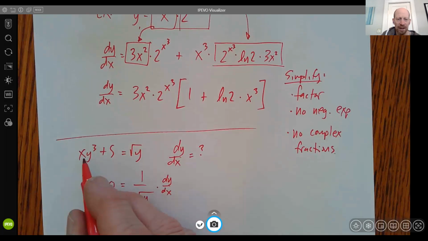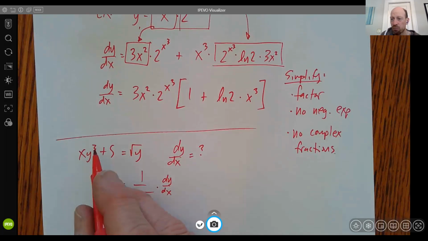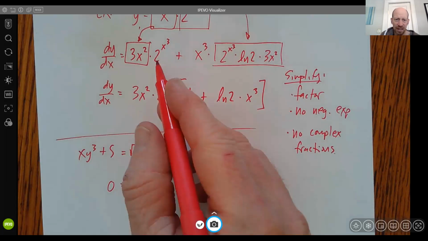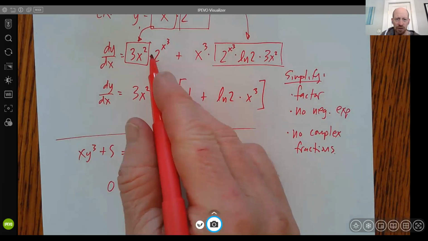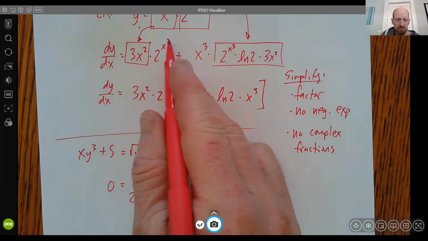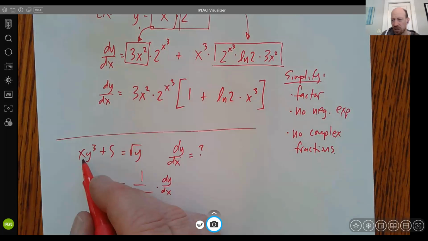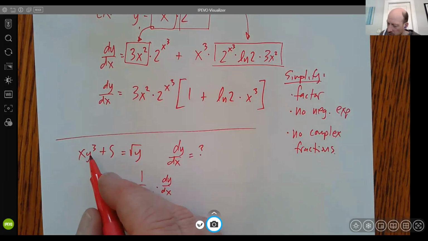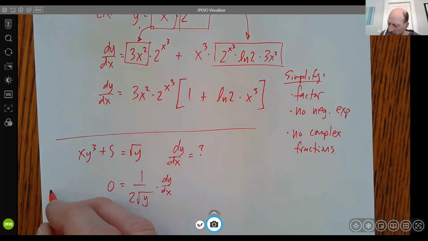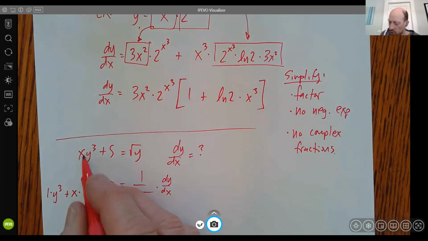Here, the derivative of x times y cubed, this is a product rule. Very common error, people forget to use the product rule. It's some function times some other function. This is x, that's one function, and y cubed is some other function. So the product rule says the derivative of x times y cubed, plus x times the derivative of y cubed. The derivative of y cubed is 3y squared.